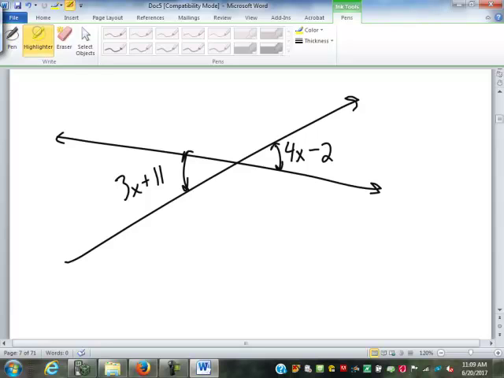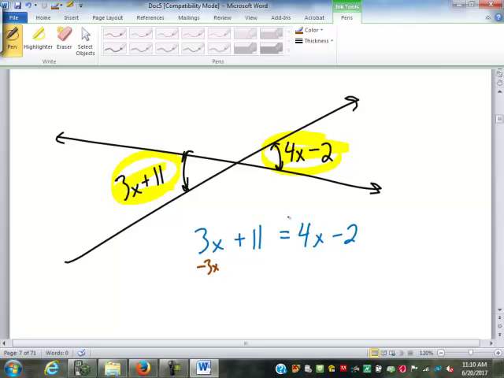Well, yeah, be careful. These two are vertical angles. And what do we know about that relationship? They're going to be equal. So our 3x plus 11 has to equal our 4x minus 2. So now to solve here, what do I do? I have to get rid of one of the x's, right? They're on opposite sides, so I can't just combine them. So I subtract the 3x, yep.